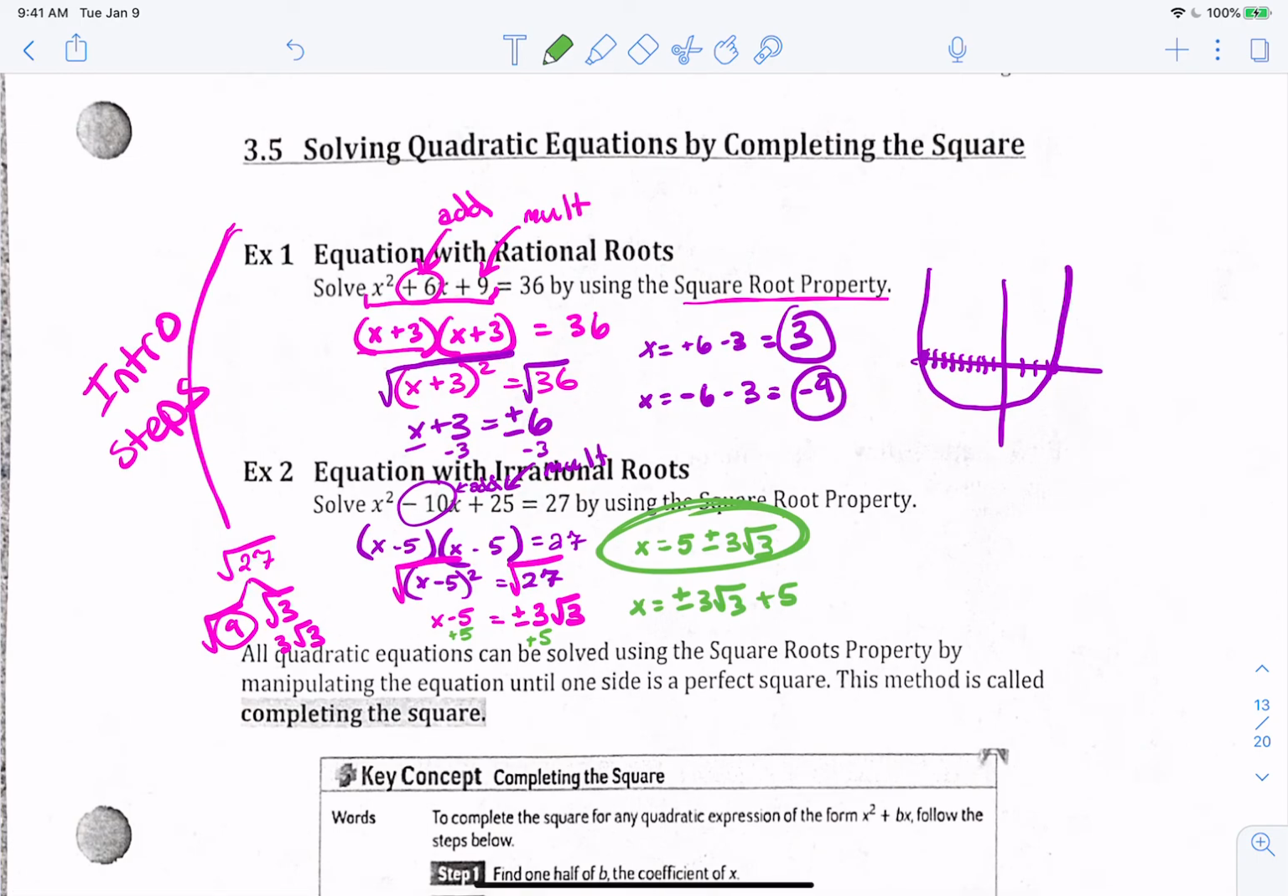So these were the intro steps into completing the square. This was already kind of set up, ready to go for you. The actual completing the square is like one more step besides that. Okay? Sounds good. Are we ready?